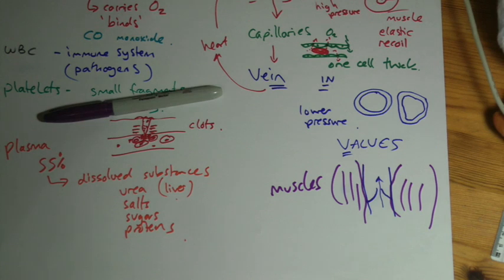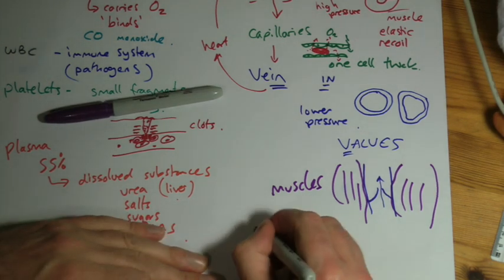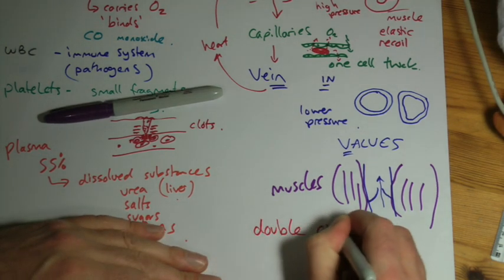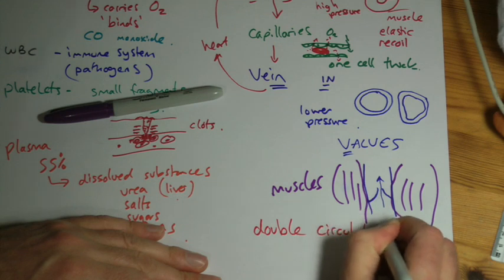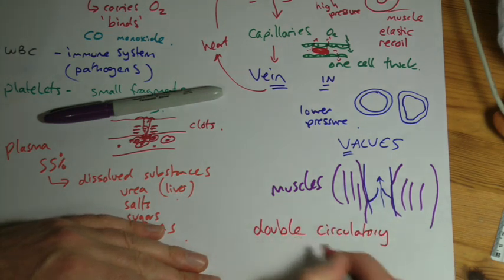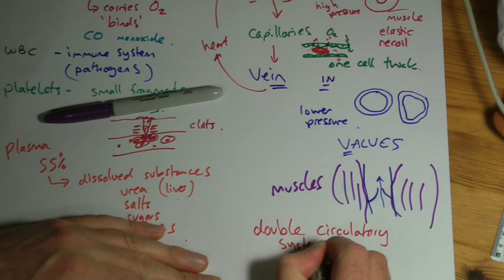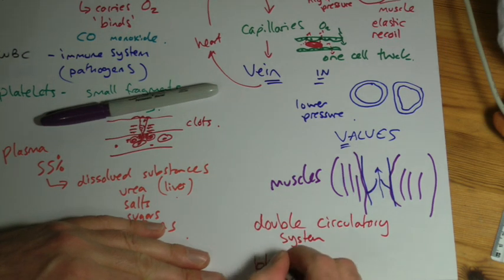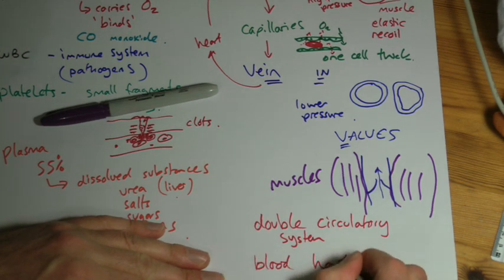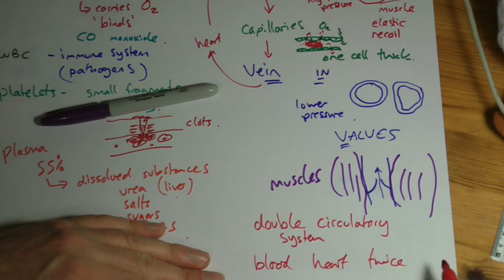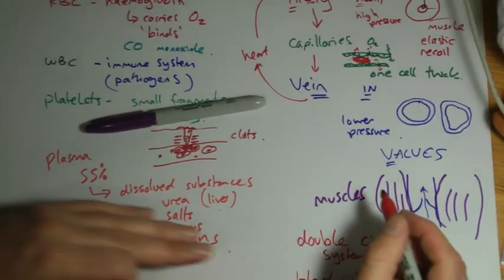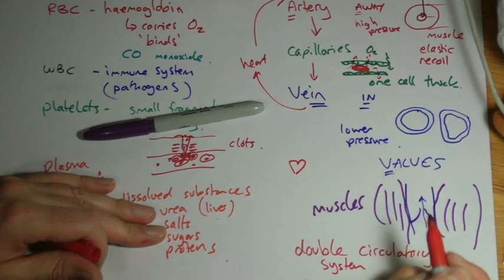And we can also say that we have a double circulatory system as humans. Not all animals have this, but we do. Double circulatory system. Essentially it means blood goes through the heart twice. In other words, let's find a bit of space. Let's just draw a sort of cartoony heart.